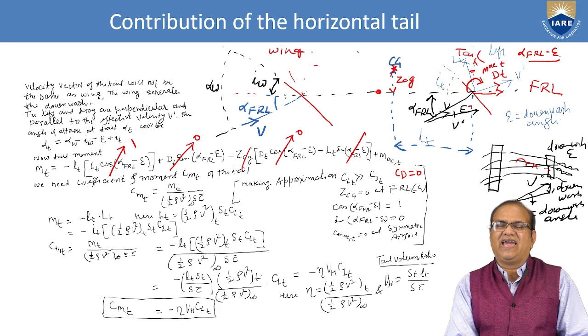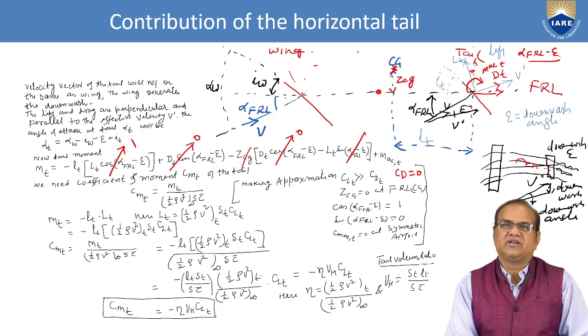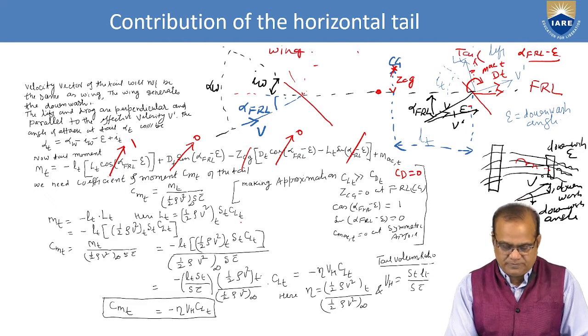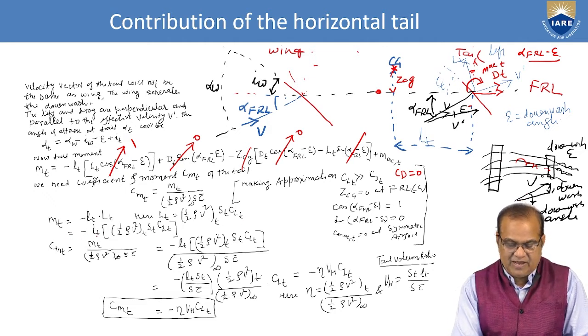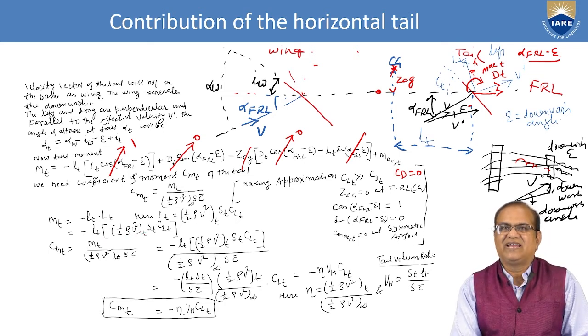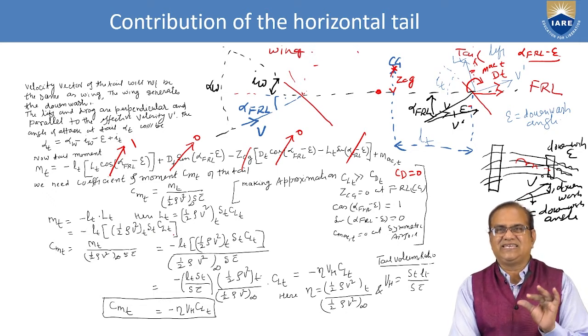But what is the Lt? Lt is a lift. So this lift is equal to half rho V square T St into CLT. St is the area of the tail, and CLT is the coefficient of lift for the tail. So we have to write minus Lt, and in place of Lt we will write half rho V square T St CLT. Wherever T is given as a subscript, it is for the tail.